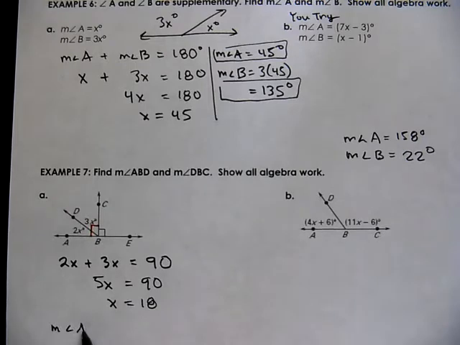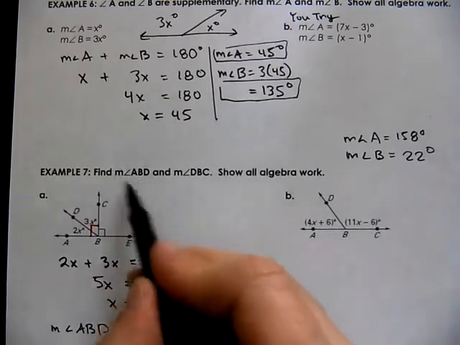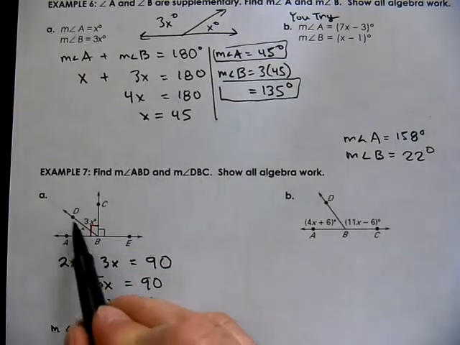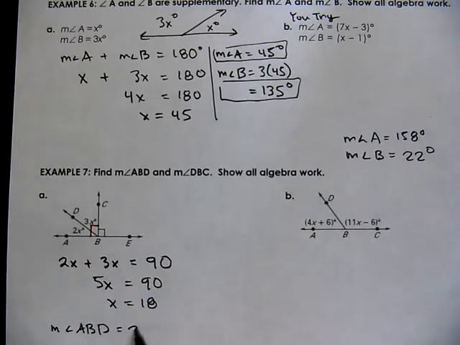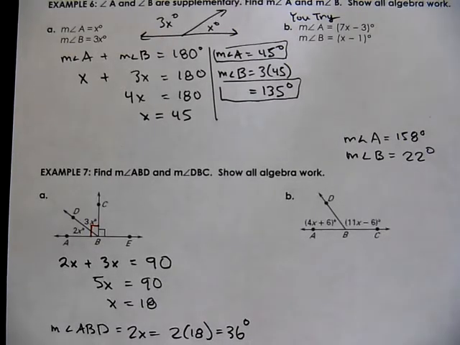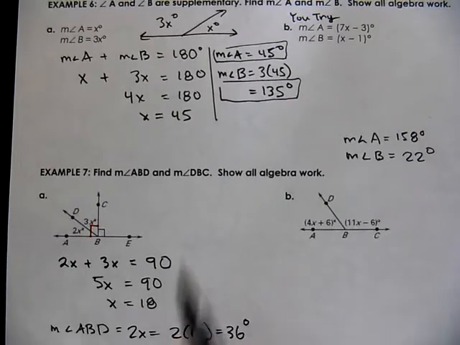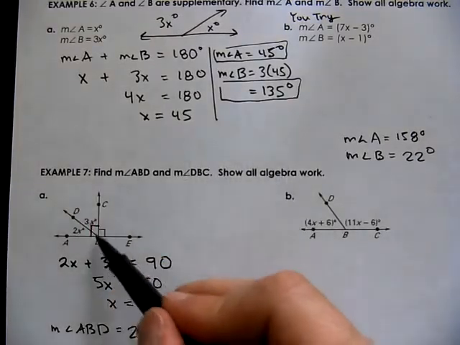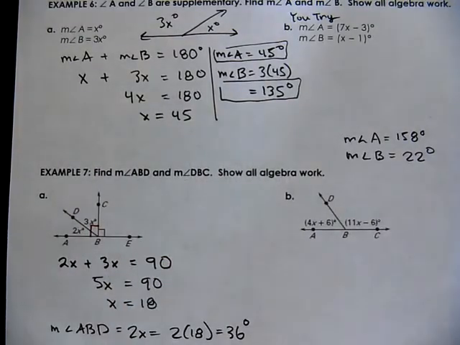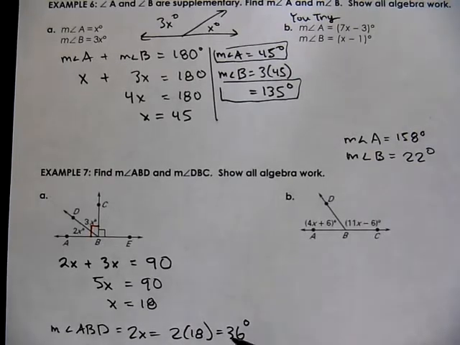So the measure of angle ABD, that's the first one listed. ABD, that's the one with the 2x degrees. It's going to be 2 times the 18, and that gives us 36 degrees. The measure of angle DBC, that's the second one listed. DBC, that's the one with the 3x degrees. Going to be 3 times 18, and that gives us 54. So again, you can check your math, add those up, and they should add up to 90.